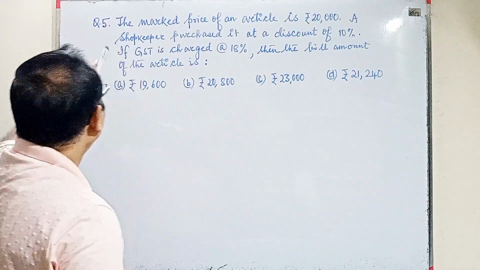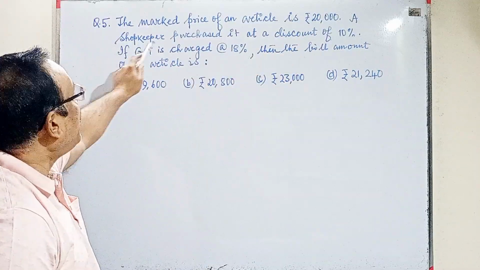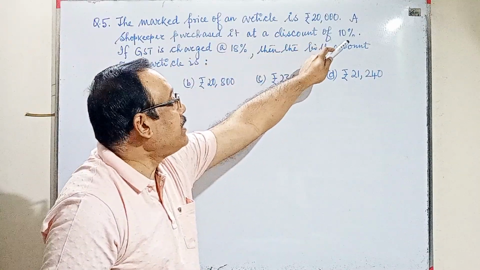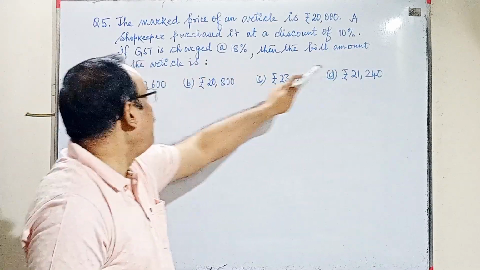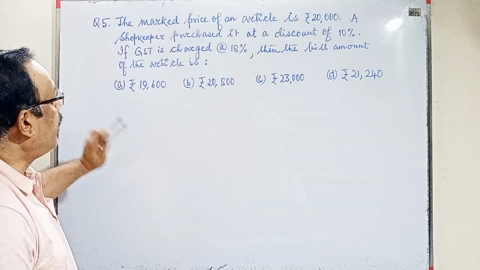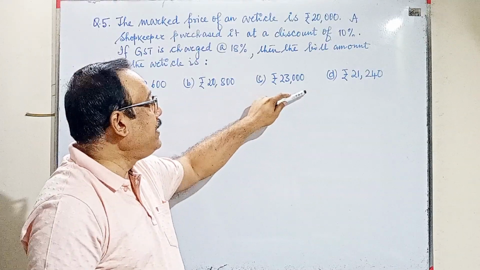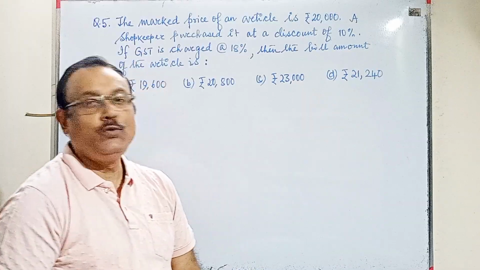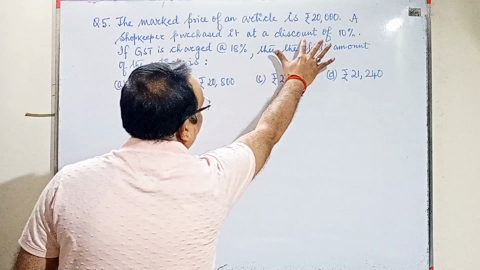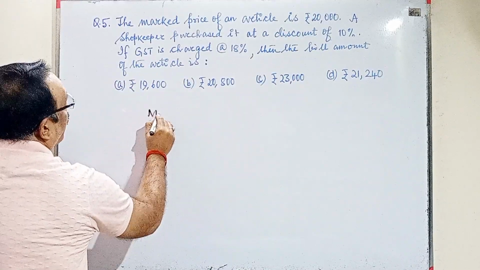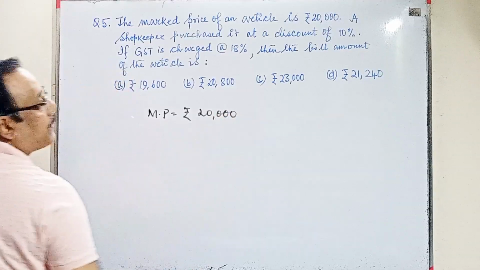So our next question is, the marked price of an article is rupees 20,000. A shopkeeper purchased it at a discount of 10%. If GST is charged at the rate of 18%, then the bill amount of the article is, 4 choices: rupees 19,600, rupees 20,800, rupees 23,000 and rupees 21,240. Our previous sum was a sum on profit and here it is a question of discount. Now here we have got the marked price. Marked price is given as rupees 20,000.